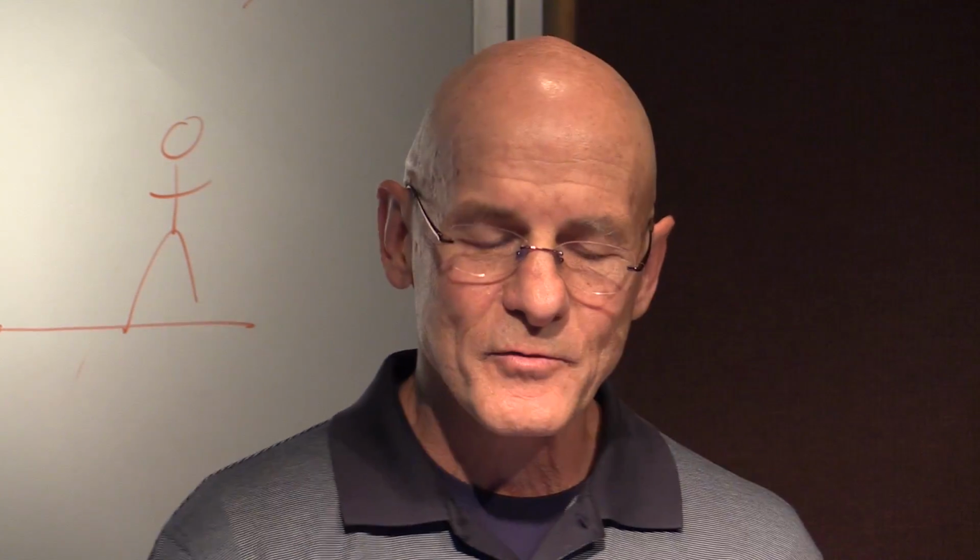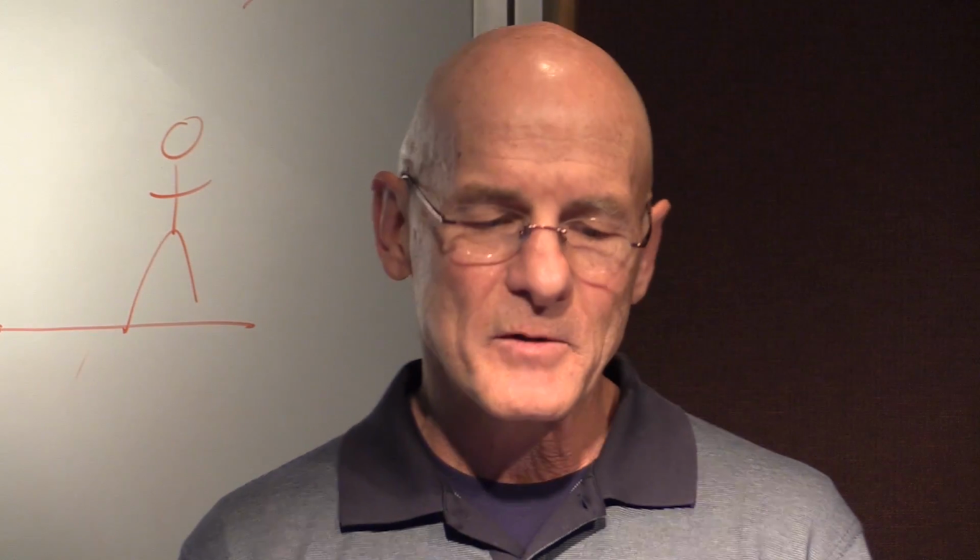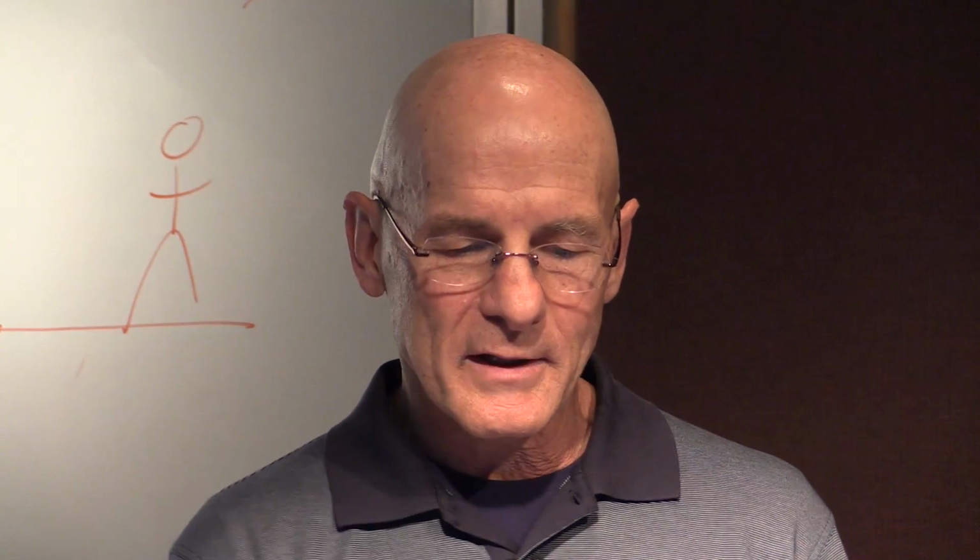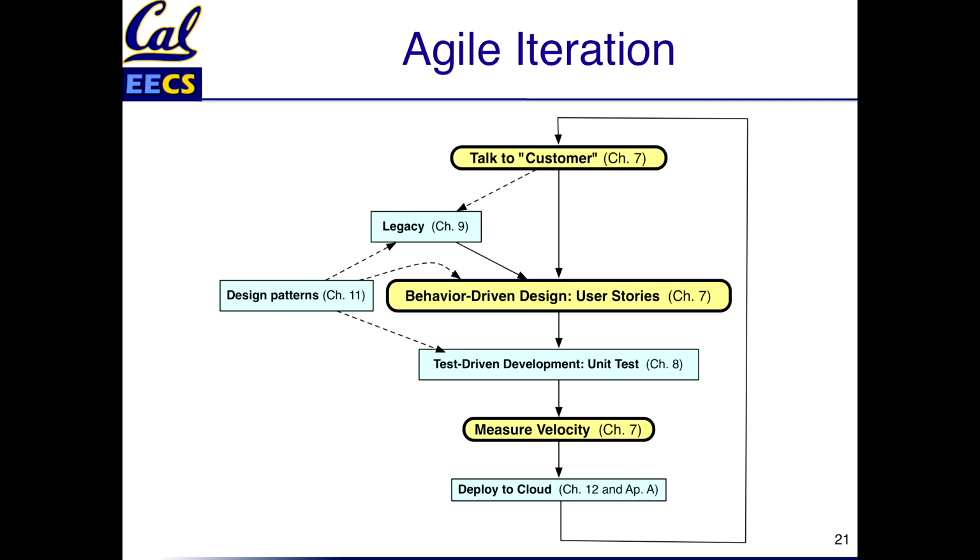The actual iteration that corresponds to chapters of our textbook is what we're doing now, and what's highlighted in yellow is what we're talking about today. So talking to the customer, behavior-driven design, and then measuring velocity. We'll do all that today.